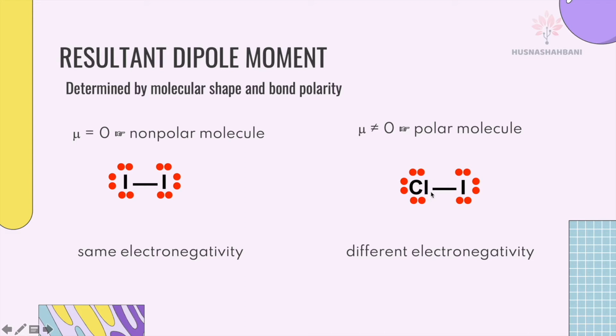For Cl bonded to I, their electronegativities are different. If the electronegativity between the two atoms is different, this is a polar bond. So this is the molecule. Resultant dipole moment is not equal to 0 and it is a polar molecule.